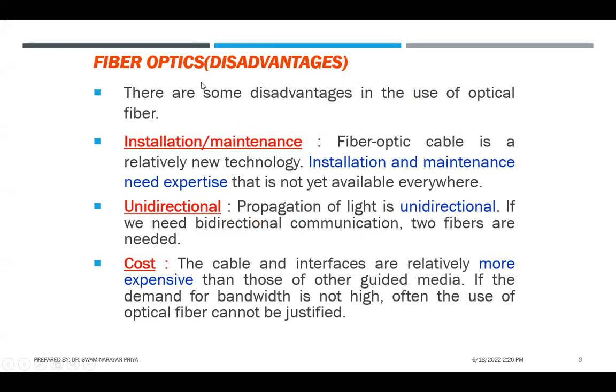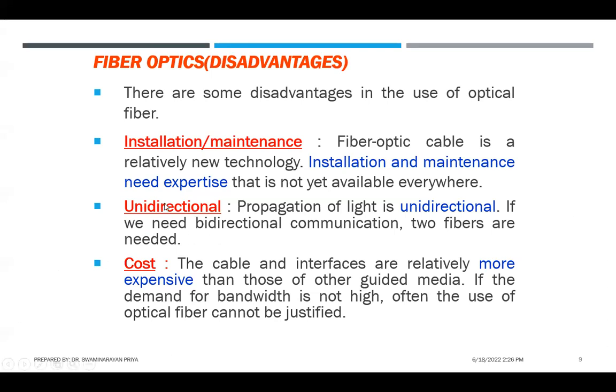Now, what are the disadvantages? The first disadvantage is installation and maintenance. For installation and maintenance, we need expertise, right? So only expert or trained people can install and maintain fiber optics cable. This kind of expertise is not required in the case of twisted pair or coaxial cable.